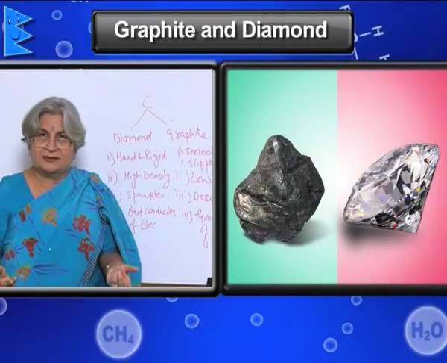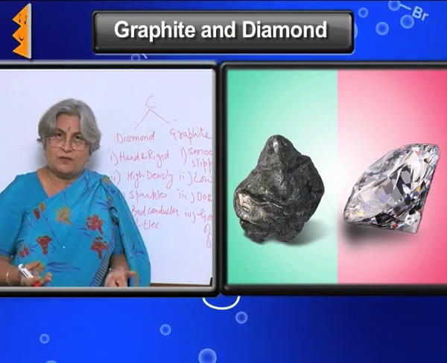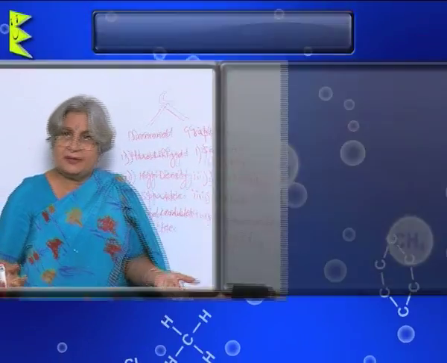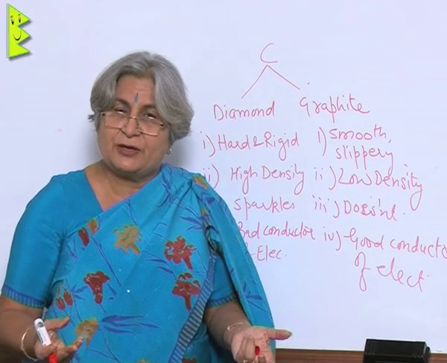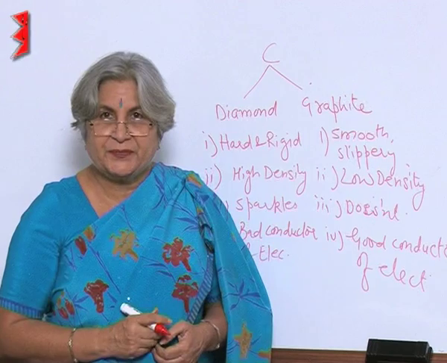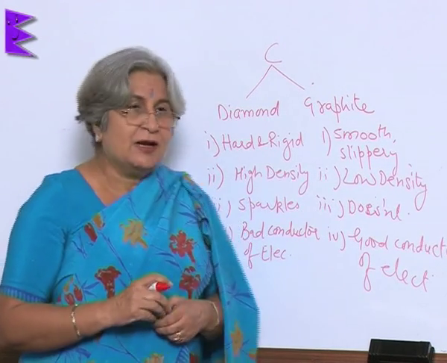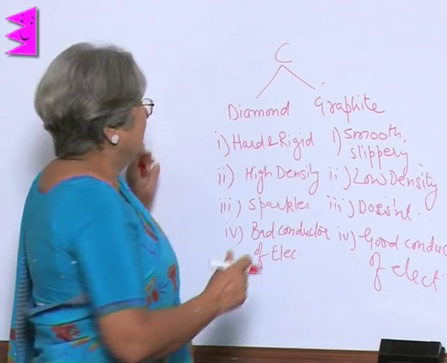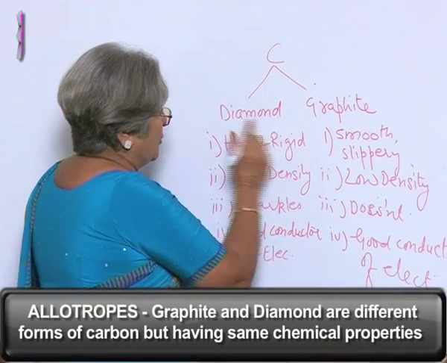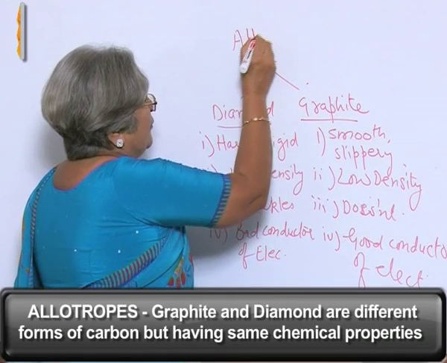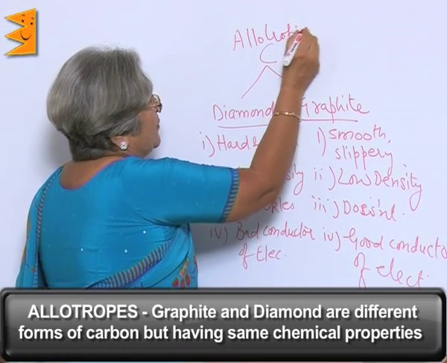Now why this? Why two physical forms? Are they really different from each other? No, both are carbon and both have the same chemical properties. You burn them, you will get carbon dioxide. So we have to understand what is this phenomenon and why this difference. This phenomenon or these two are called allotropes and the phenomenon is called allotropism.